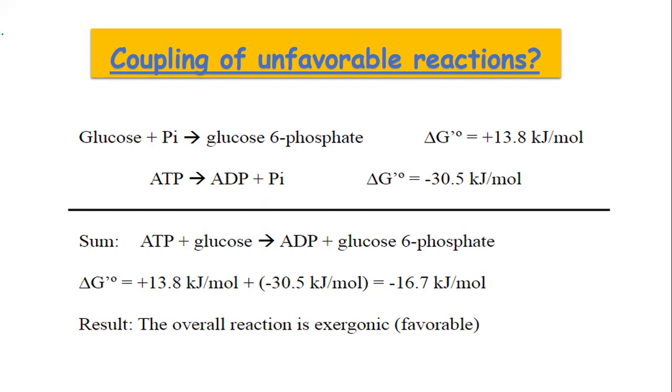This can be further clarified from an example. Suppose there is a chemical reaction, the phosphorylation of glucose. If we see, glucose by accepting inorganic phosphate can be converted into glucose 6-phosphate, but this chemical reaction requires 13.8 kilojoules per mole of energy. So this reaction is thermodynamically non-spontaneous, non-favorable. So in order to make this process favorable, another process, which is ATP hydrolysis, is coupled to this process.